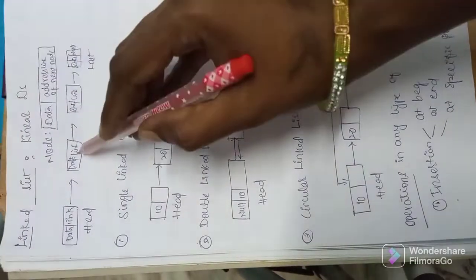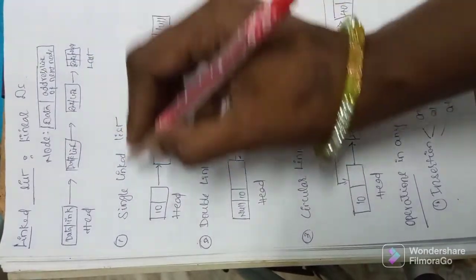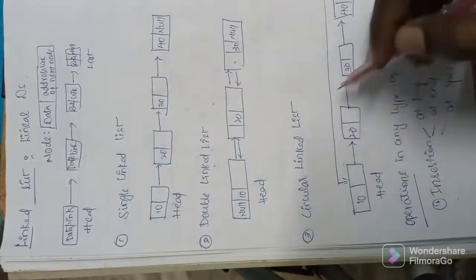So based on the next address, we have single linked list, double linked list, and circular linked list.